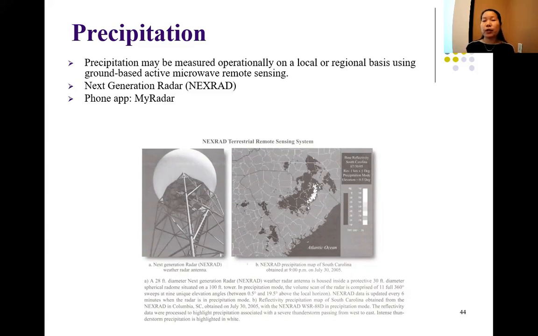So for example, the most well-known next generation radar system. Basically this is the one that they set just to keep monitoring the area in the United States. So this is what is actually providing the data set that we often see in the weather channel. Okay, so talking about this, I will strongly suggest you to download and use the app called My Radar.